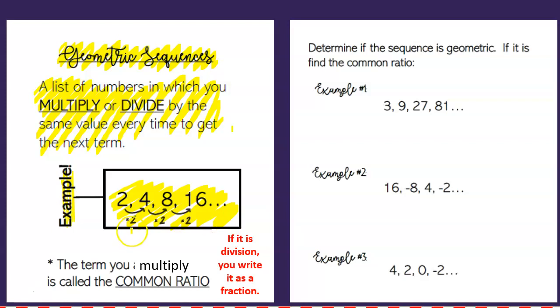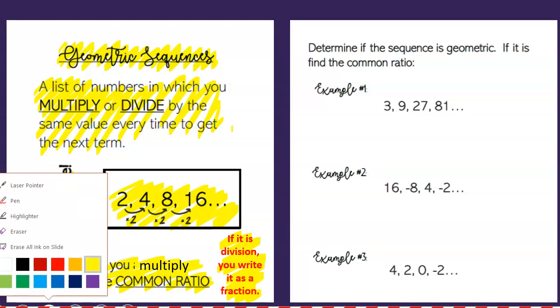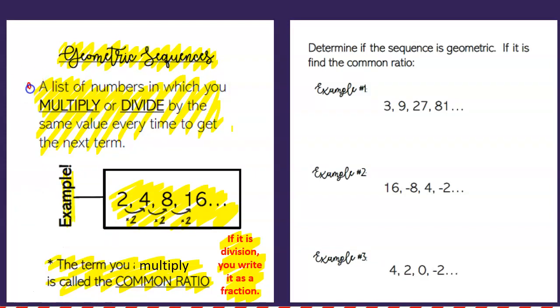And you can see that each time it says times 2. 2 times 2 is 4, times 2 is 8, times 2 is 16. Next bullet point, the term you multiply is called the common ratio. And then you're going to add one more bullet point. If it's division, you write it as a fraction, which we'll go over in just a moment. So again, your title is Geometric Sequences. Then you're going to be writing down this bullet point here, an example, another bullet point, and another bullet point. Go ahead and pause your screen to copy down your notes.